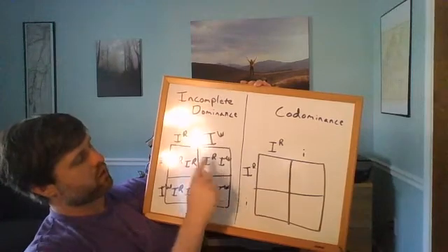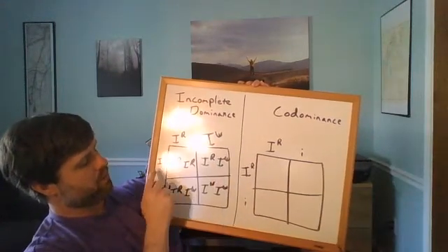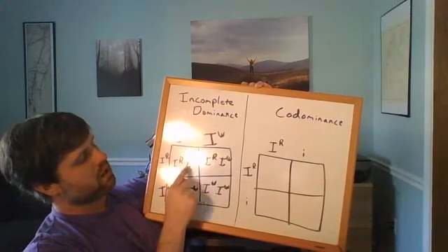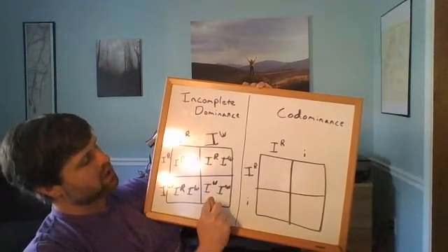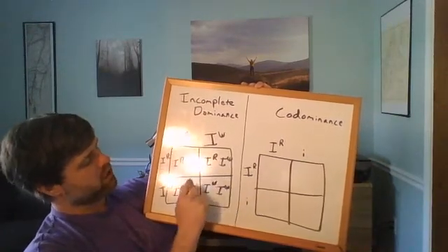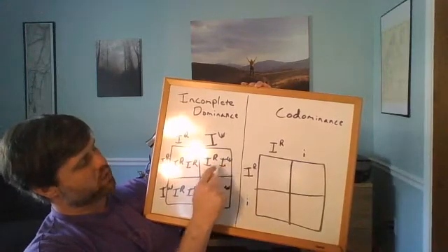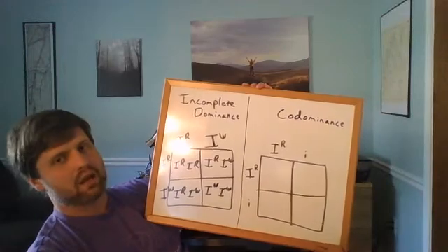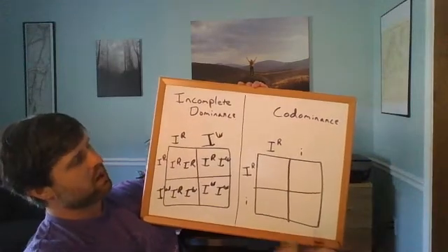And with crossing a pink flower with a pink flower, I could end up with 25% red, 25% white, or 50% at the other two ends with red and white, so that will make pink. These two are going to be my pink flowers. Now for codominance. And I need to fix this too.